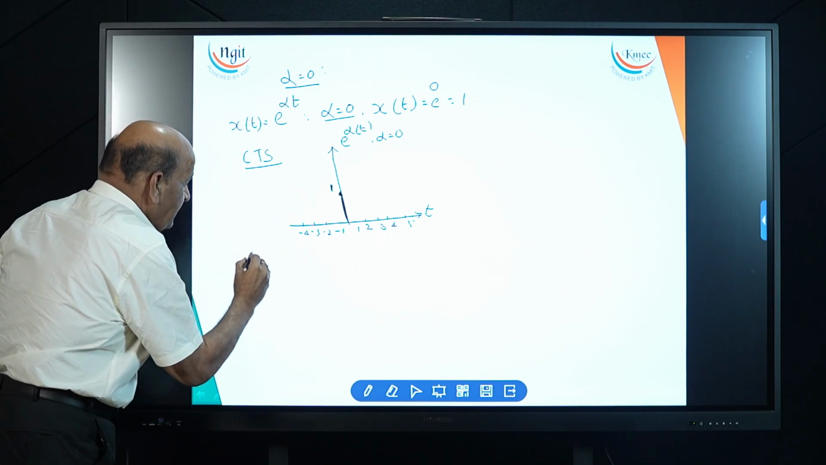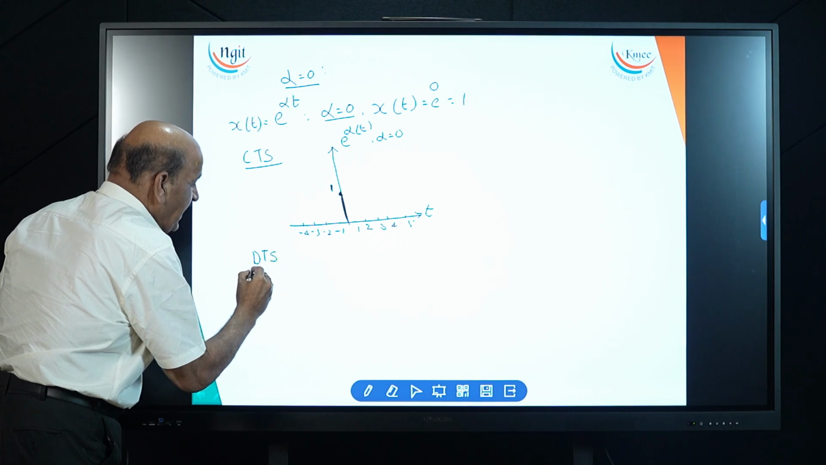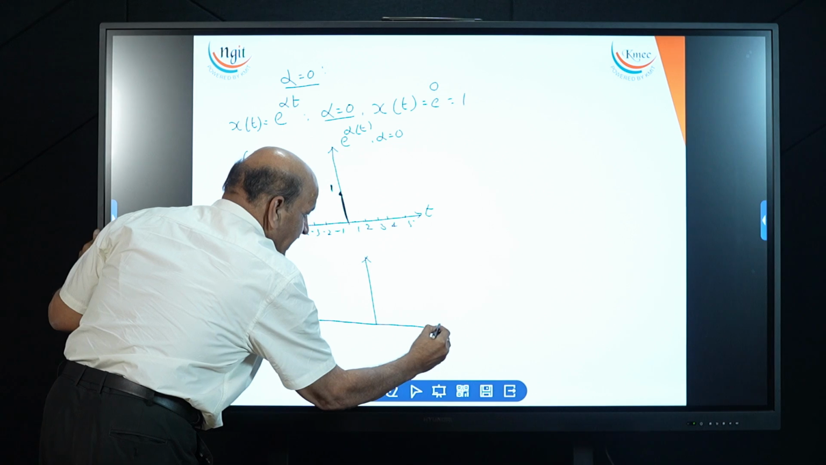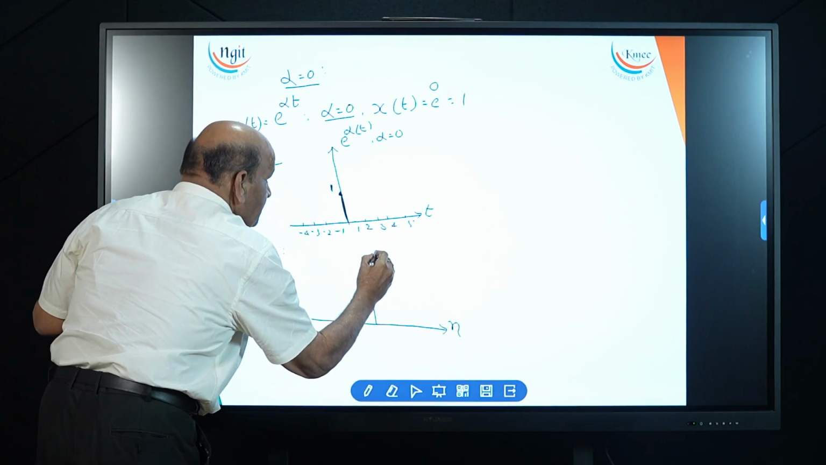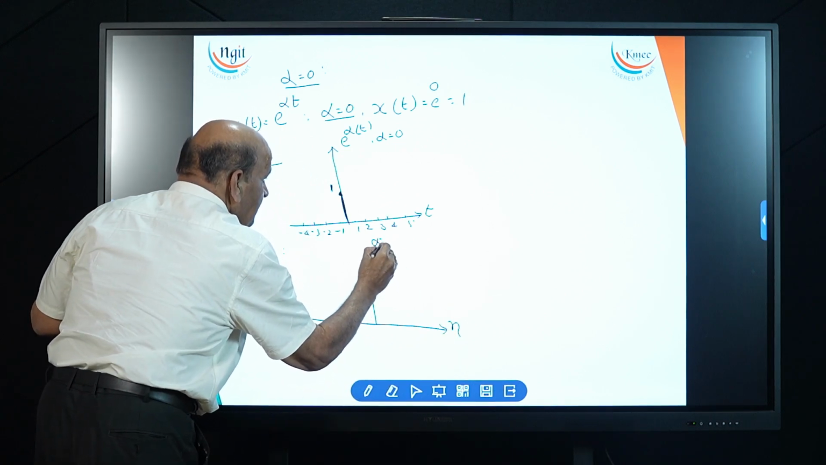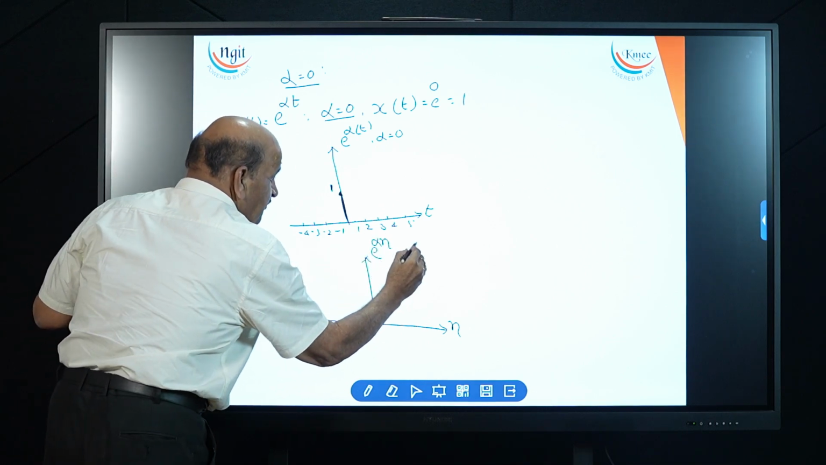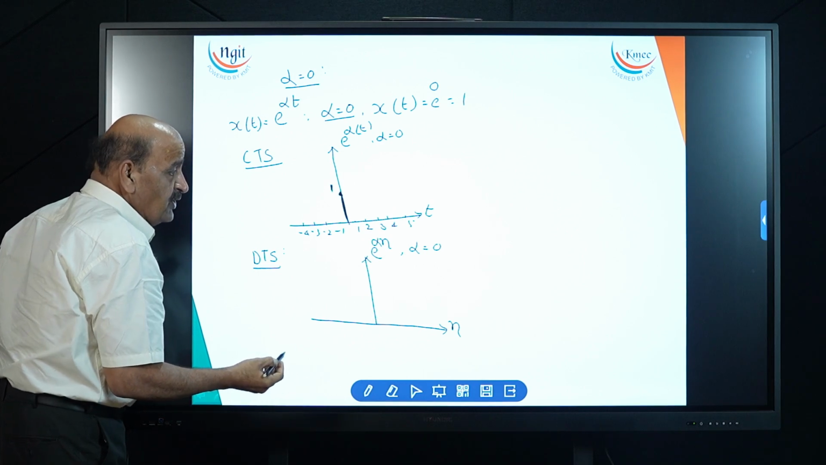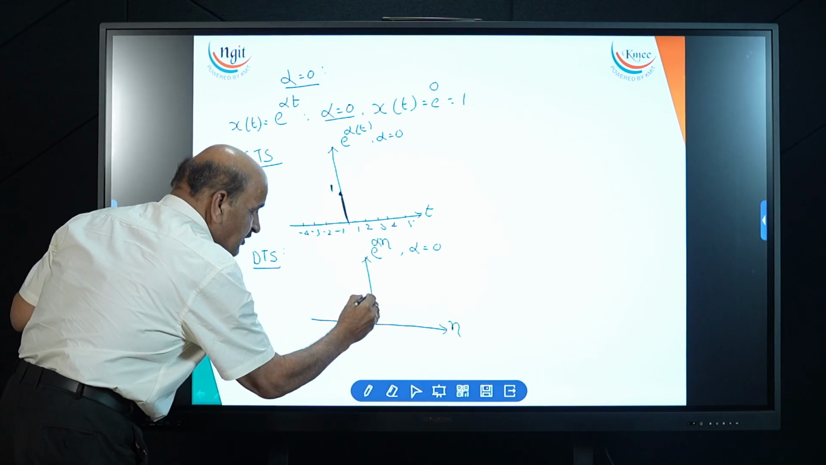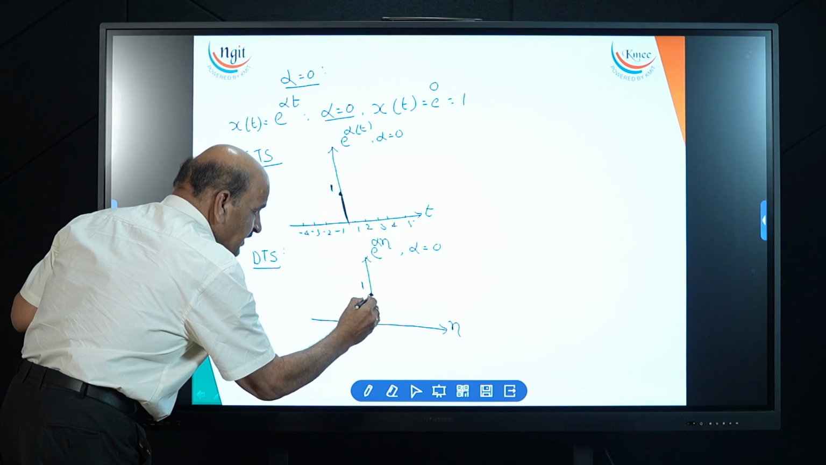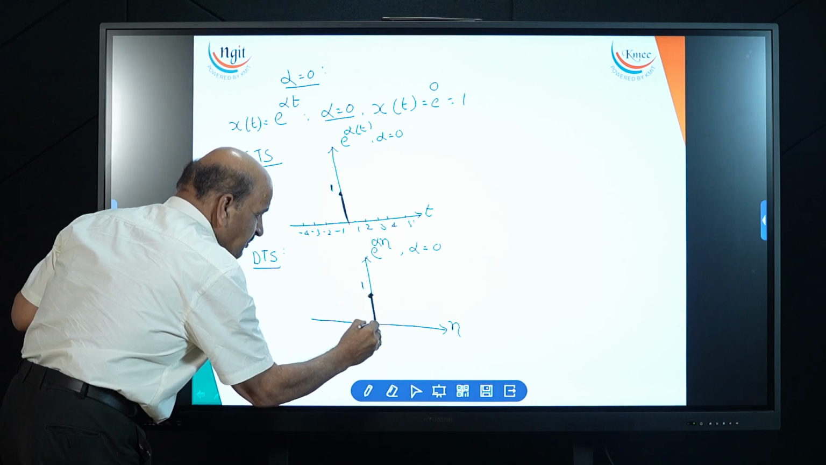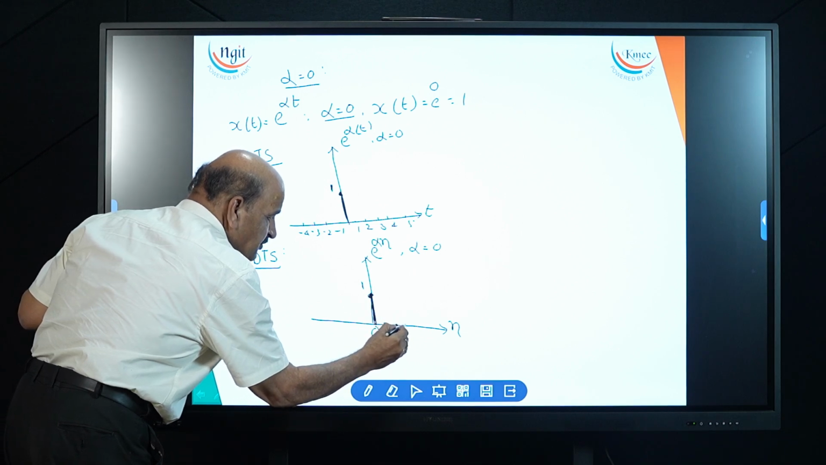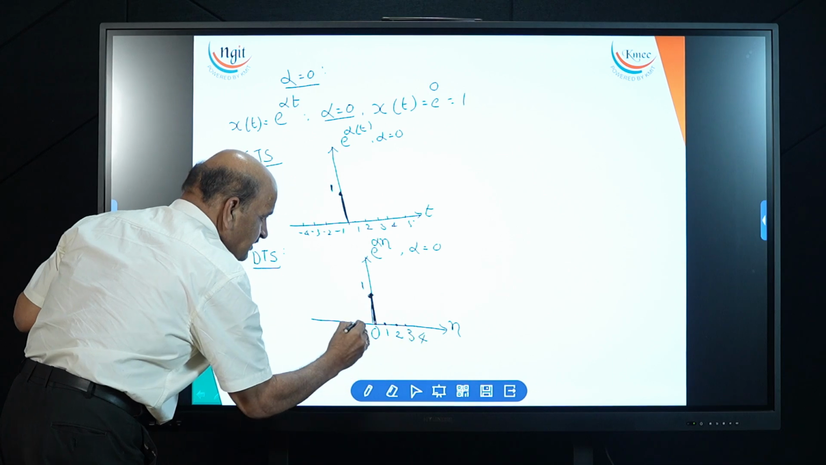Now, under a discrete time signal, what will happen? Let us consider the discrete graph. This is n, this is e power alpha n. When alpha equals 0, its value equals e power 0, and e power 0 equals 1. So the amplitude is only 1. Here it represents only this 0. Remaining values are all zeros.